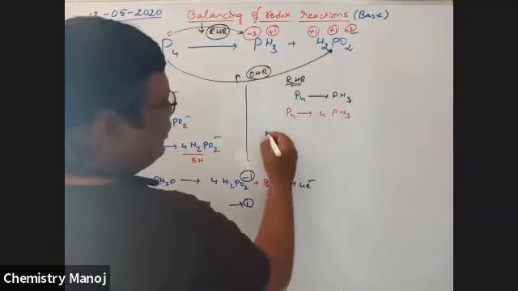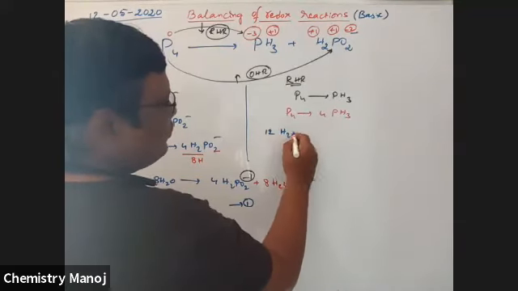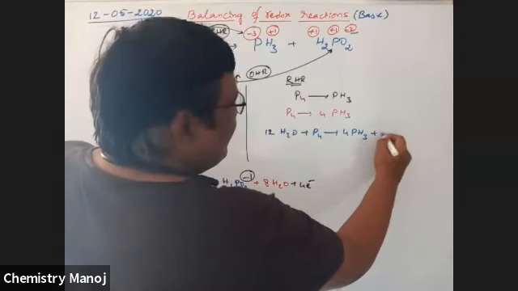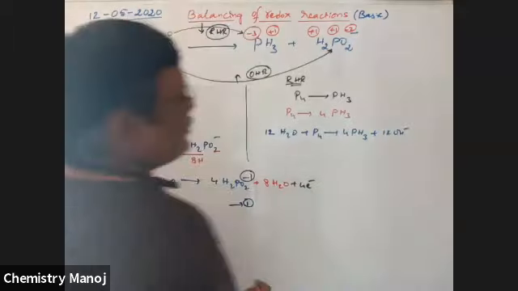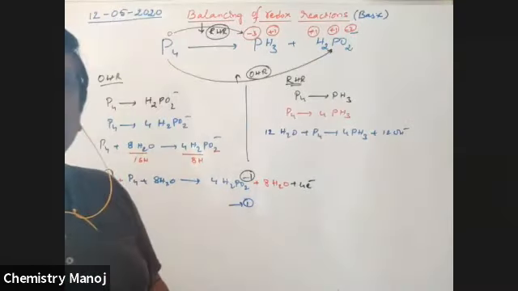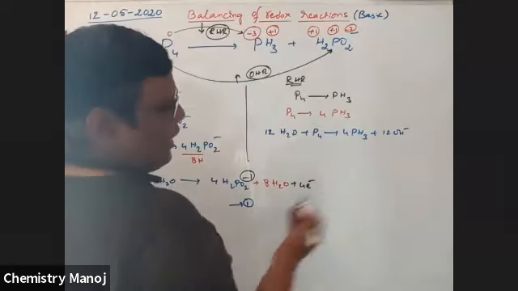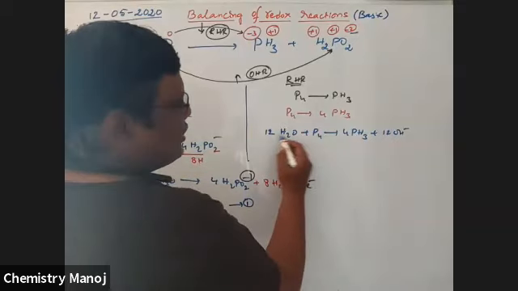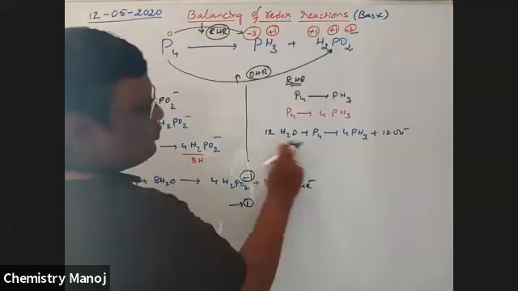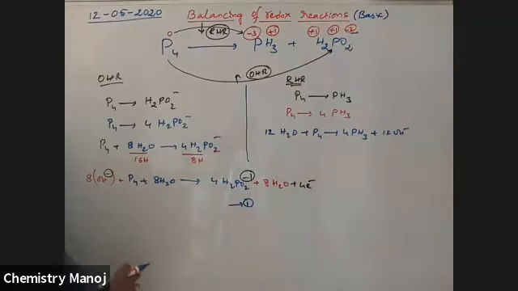That is 12 hydrogens, 12 H2O plus P4 gives 4 PH3 plus 12 OH minus. Now atoms are balanced. Check it. Phosphorus 4 balanced. Oxygen 12 balanced. Hydrogen 24, 12 plus 12, 24. Atoms are balanced.